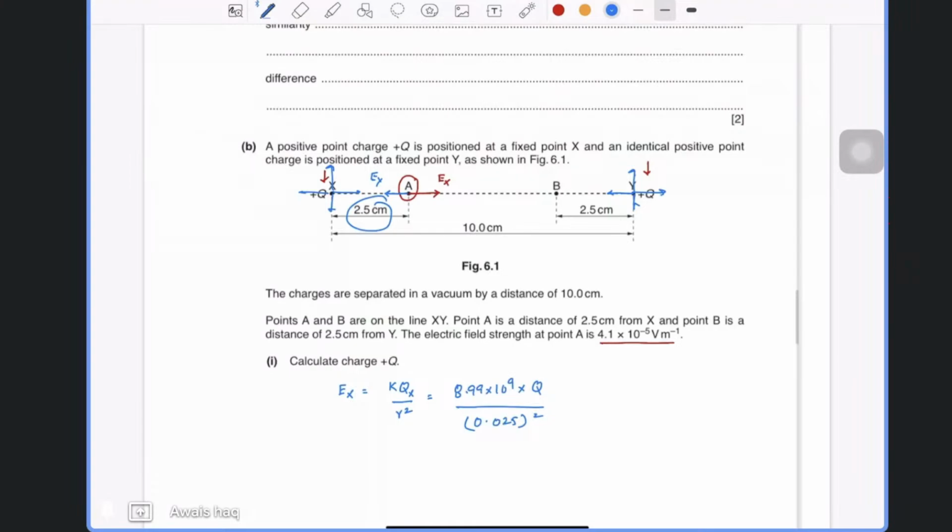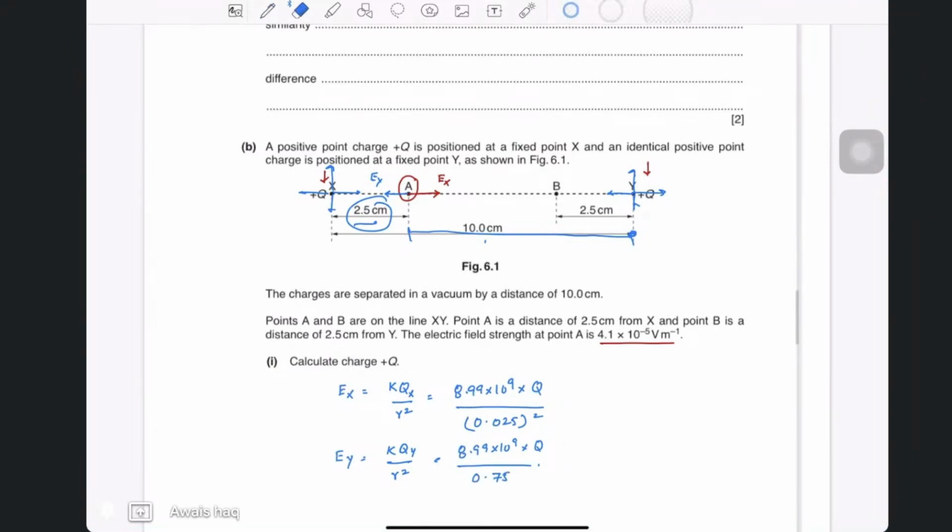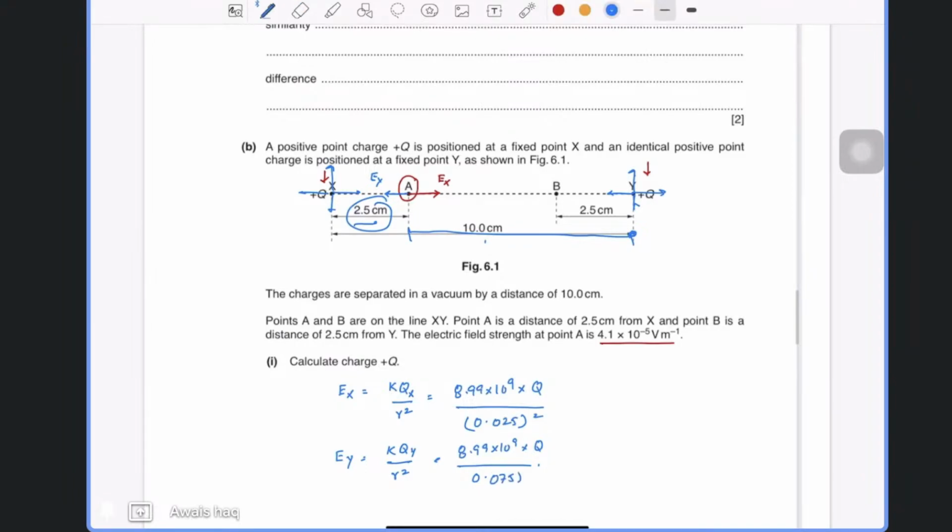Then for EY, we're going to do the same, K Q Y over R squared. So this time K is the same, the charge is Q, and then you have a distance from here till this point, and that would be 10 minus 2.5, which is 7.5. So 0.075, yeah, 0.075 whole square.